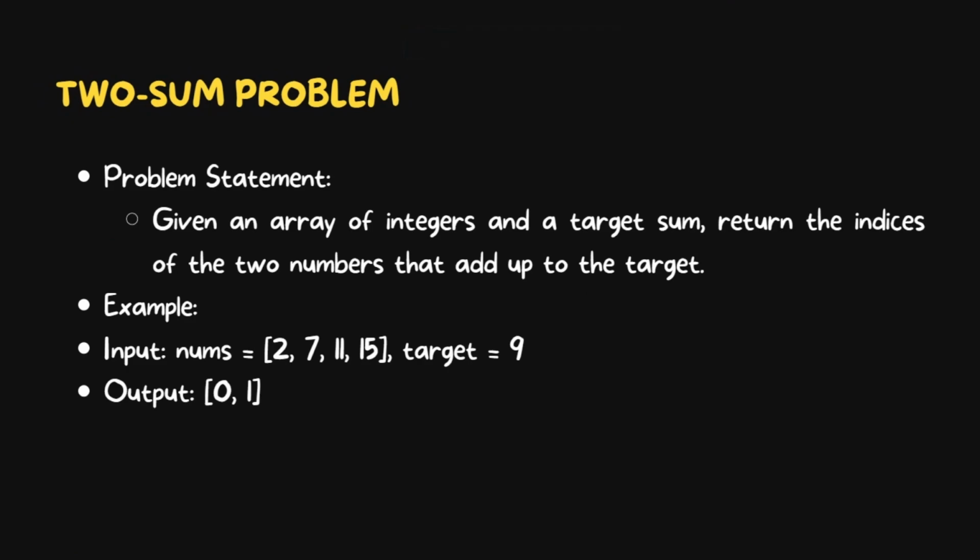Let's break down the first problem, the two-sum problem. Given an array of integers and a target sum, return the indices of two numbers that add up to the target. For example, if the input is a list containing 2, 7, 11, 15 and the target is 9, we need to output 0 and 1, which are the indices of 2 and 7. So 2 plus 7 equals 9. We get the target 9 by adding these two elements in this list, and their indices are 0 and 1. So we need to output 0 and 1.